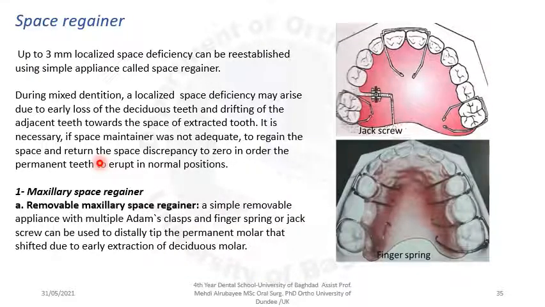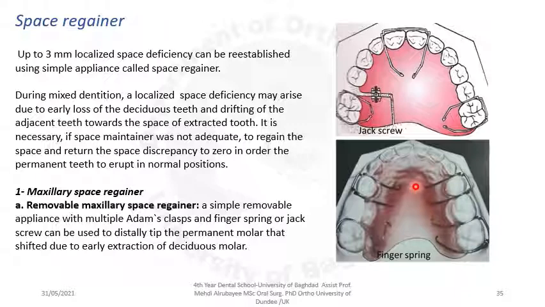Space regainer. Up to 3 mm of localized space deficiency can be re-established using a simple appliance called a space regainer. During mixed dentition, a localized space deficiency may arise due to early loss of the deciduous teeth and drifting of the adjacent teeth toward the space of the extracted tooth. It is necessary, if a space maintainer was not adequate, to regain the space and return the space discrepancy to zero in order for the permanent teeth to erupt in normal position.